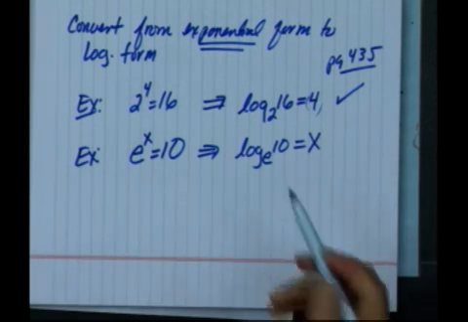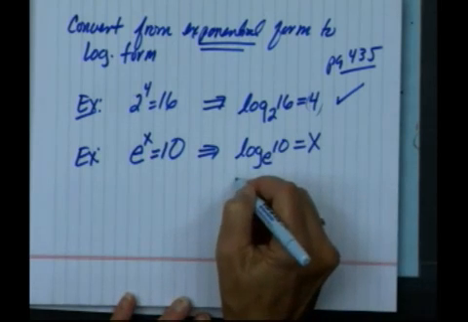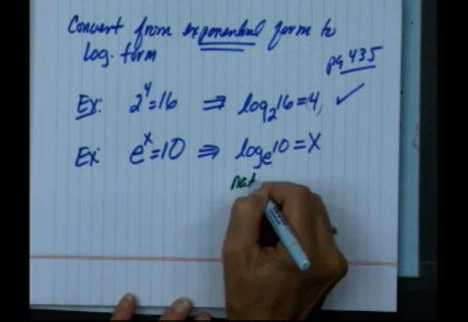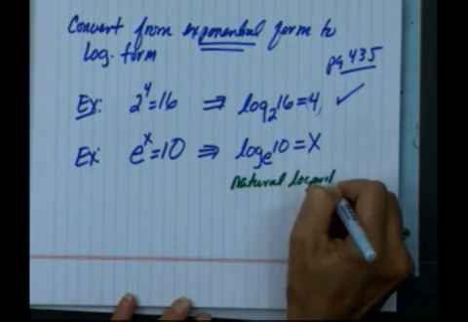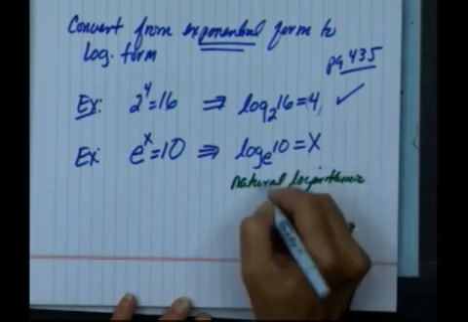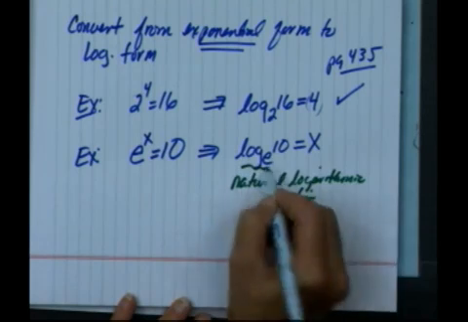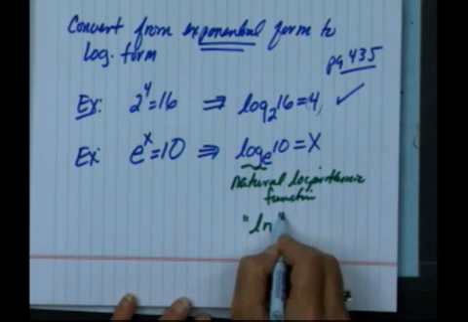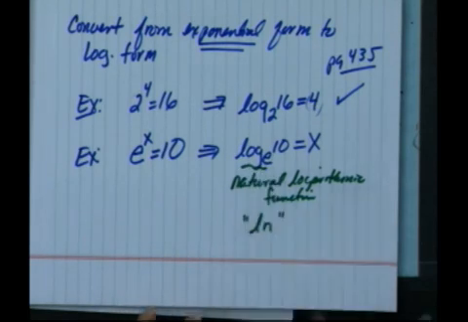So log to the base e has a special name. It is called the, what's it called? Natural logarithmic function. Log to the base e. And the notation for that is ln. When you see a ln, it means log to the base e.